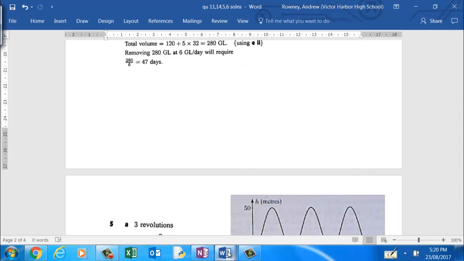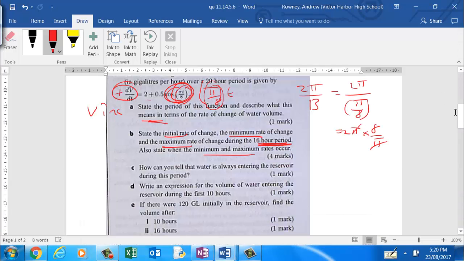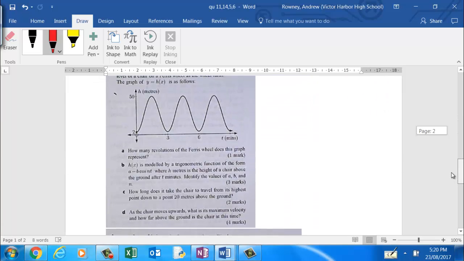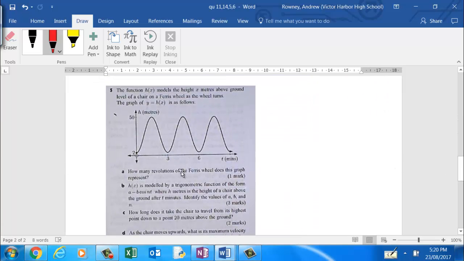Next one is 5. How many revolutions? You just count them up. So we got 1, 2, 3. And then it can be modelled by A take B cos nt, and we have to identify A, B and N.